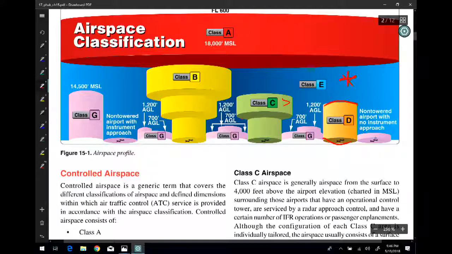Then you have Class Golf. So when you look at Golf, you can see where these can be. This can be a non-towered airport with an instrument approach. This can be a non-towered airport with no instrument approach. In some cases, you're going to see the ceiling of Class Golf at 1,200 feet AGL. In some cases, the ceiling of Class Golf is going to be 700 feet AGL. And in some places, you're not going to see Class Golf if it's below Bravo, Charlie, or Delta airspace. You're just not going to see it.